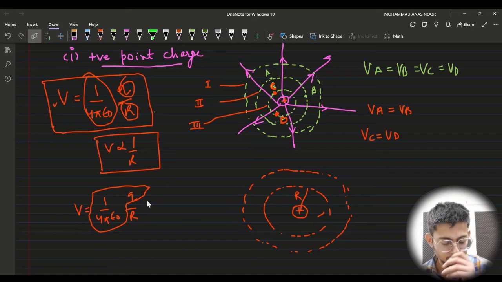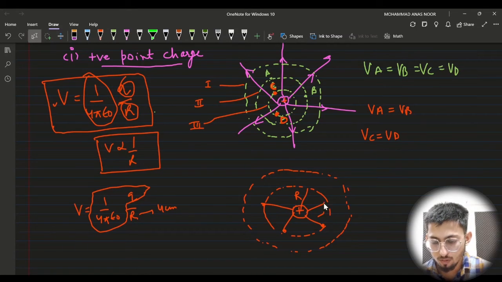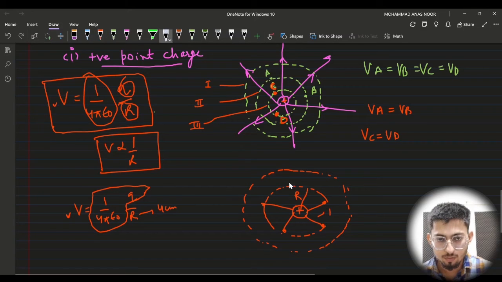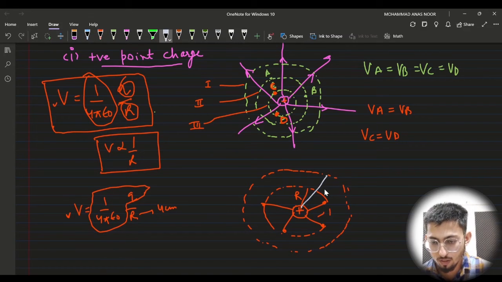Now if you take r as some 4 centimeters, it will be the same at every point. This is also 4, this is also 4, also 4. So the same value of V holds, isn't it? But if we change r, this radius, and now it comes to this circle, which is r1, V will be 1 by 4 pi epsilon naught q by r1.